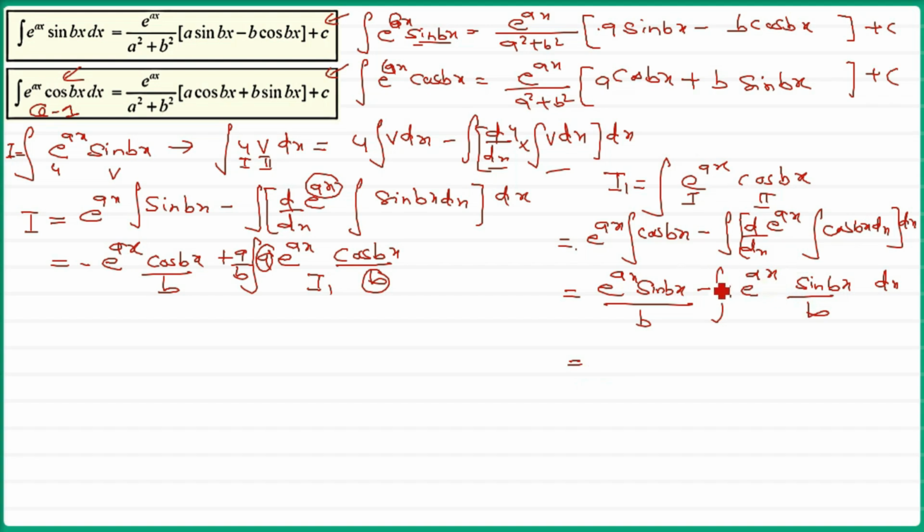Now what do you see here? You will say that this will be a never ending process. You will integrate again, cos will come, e raise ax cos bx will come. Again you have to do this, it will be a round robin thing.